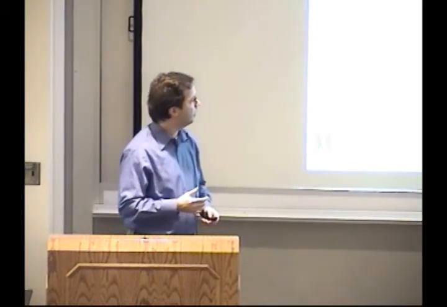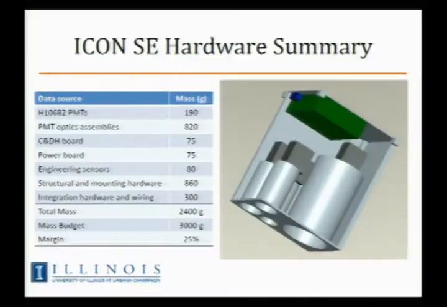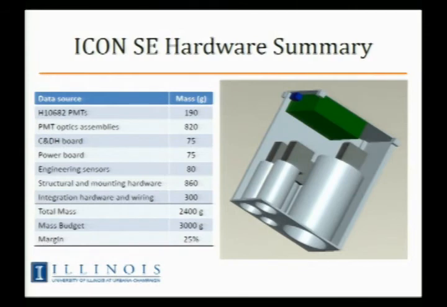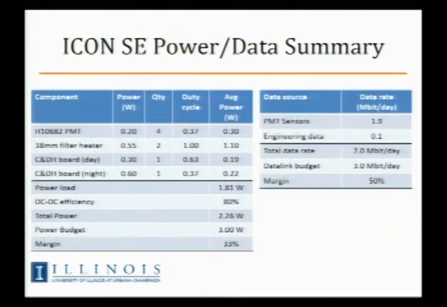This gives us a look at the ICON student experiment. ICON is the mission being proposed. On the right, we see basically a solid model of how it would look. It's similarly sized to a CubeSat, though dimensions are a little different. This shows the mass breakdown: sensors, electronics boards, structure and wiring, and so forth. It gives us a total mass of about 2.4 kilograms, so a very light spacecraft instrument.